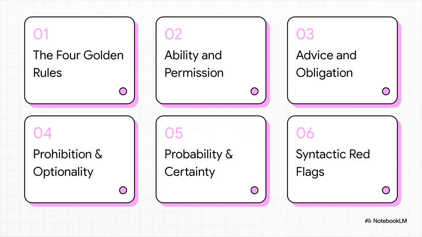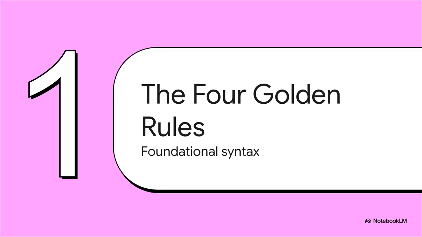Okay, so here's our roadmap for this explainer. First, we'll establish our 4 golden rules. Then we'll take deep dives into ability and permission, giving advice and obligation, prohibition versus optionality, probability and certainty, and finally, we'll wrap up by looking at some major syntactic red flags. All right, kicking things off with Section 1, the 4 golden rules.